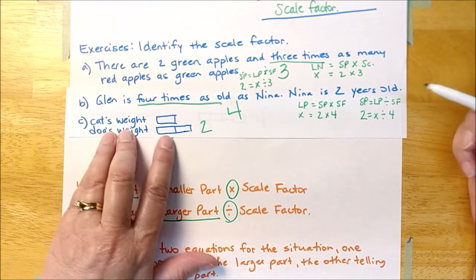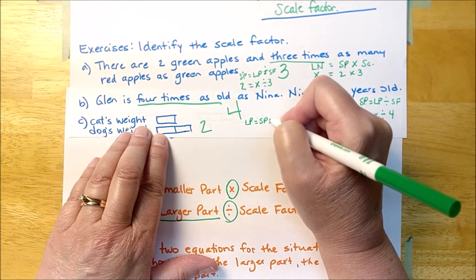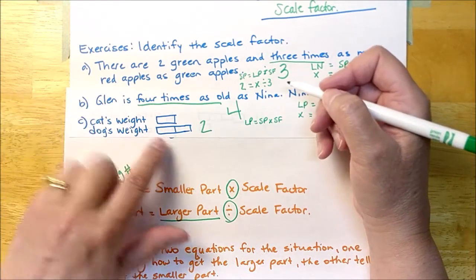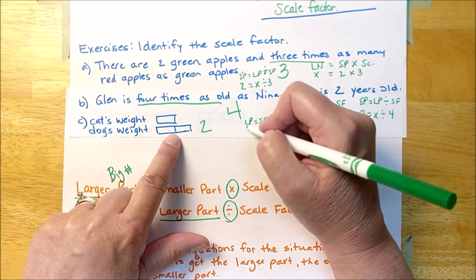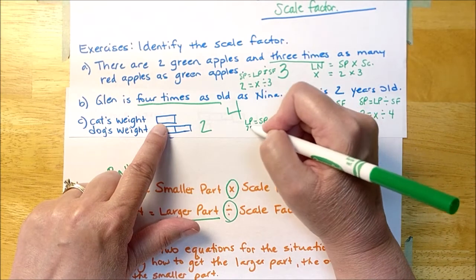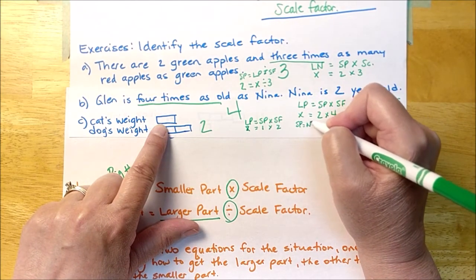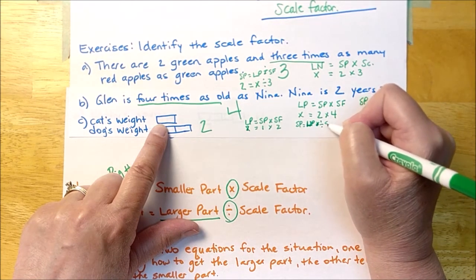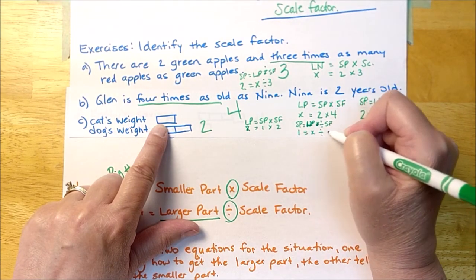So this one, the cat's weight and the dog's weight. I have my large part equals my small part times my scale factor. My scale factor is 2. My small part is 1. So I don't know what my large part is. My small part equals my large part divided by the scale factor. So I know my small part is 1 equals I don't know what divided by 2.